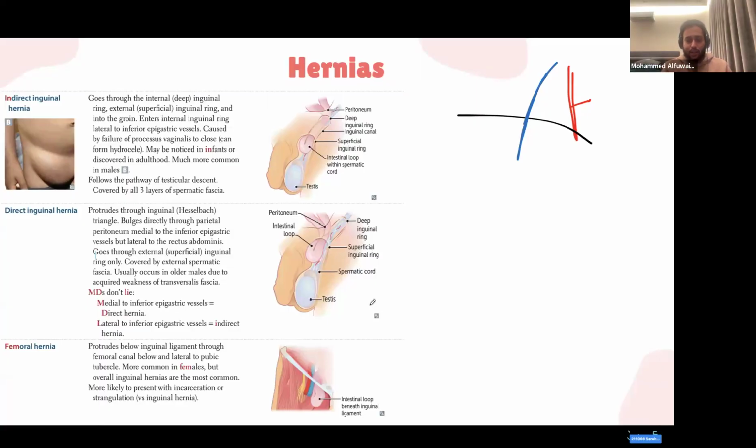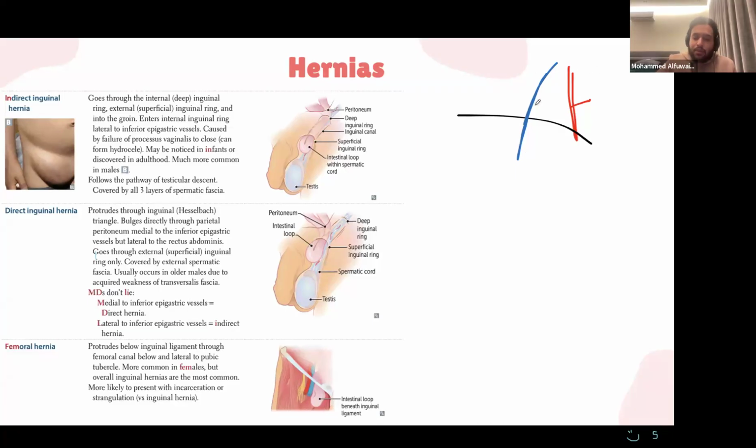Then you'll have another one that's going to be below this ligament, which is the inguinal ligament. Okay. So this is the inguinal ligament. This is the rectus abdominis muscle. And this is the epigastric vessels. Just take it as two vessels, artery and vein. The important thing about this is its relationship. Where do these hernias develop? And through what structures do they develop? This is the most important thing about these hernias.